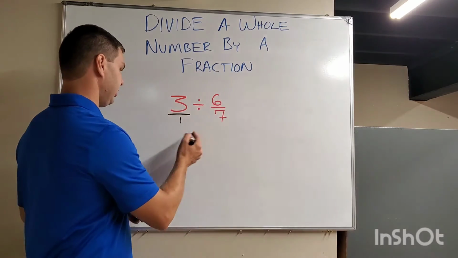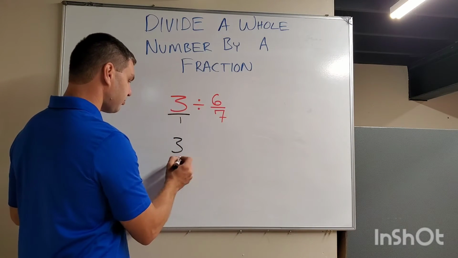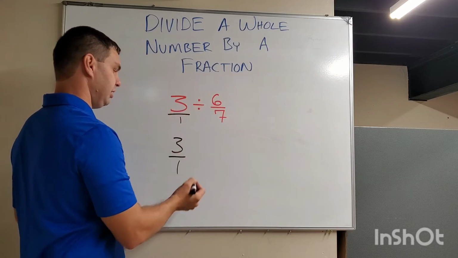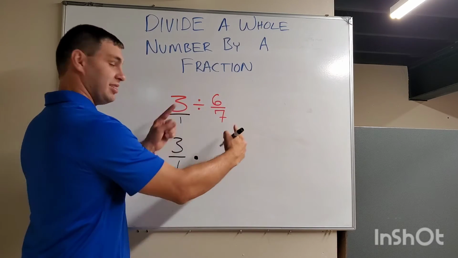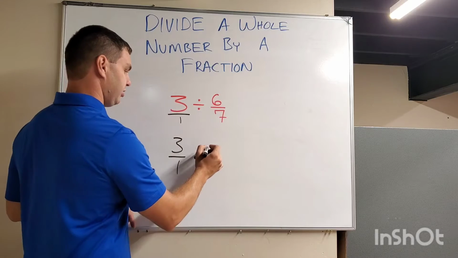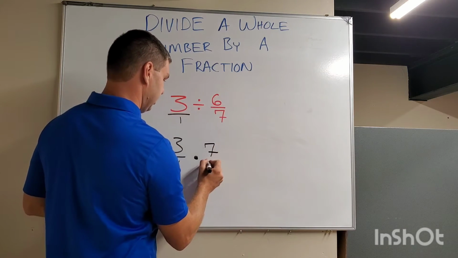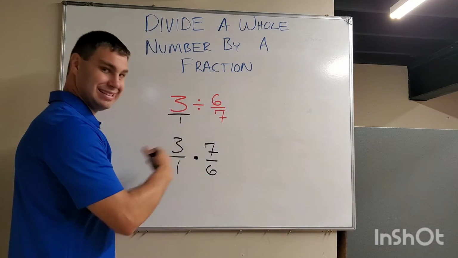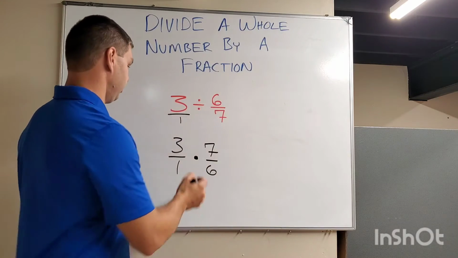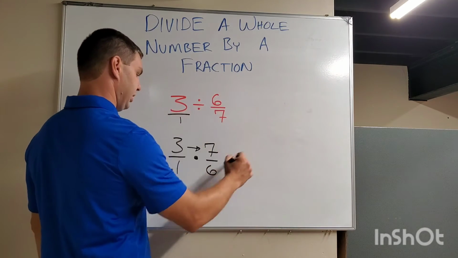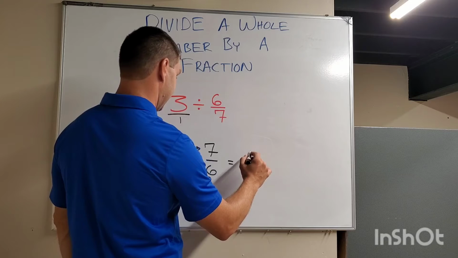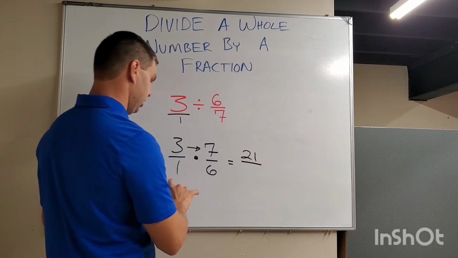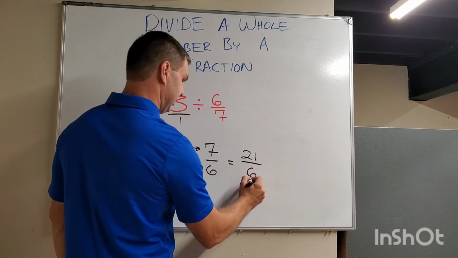And there's actually a trick: if you take 3 over 1, our first fraction, and we multiply it times the second fraction flipped, that's called the reciprocal, all right? 7 over 6. Then this becomes a lot easier to do. So 7 times 3, if we multiply across the numerators, the tops, that's 21. And on the bottom, 1 times 6 is 6.